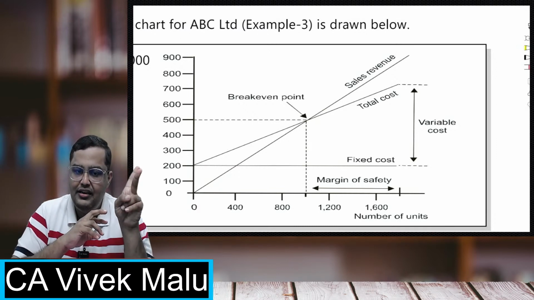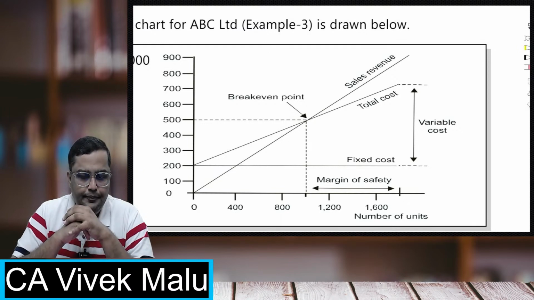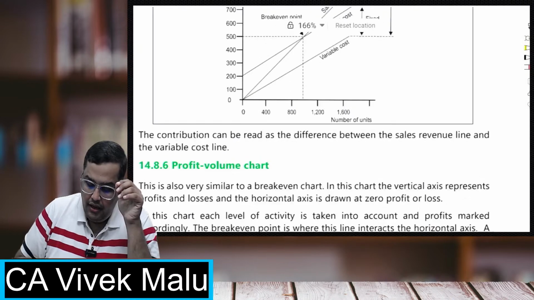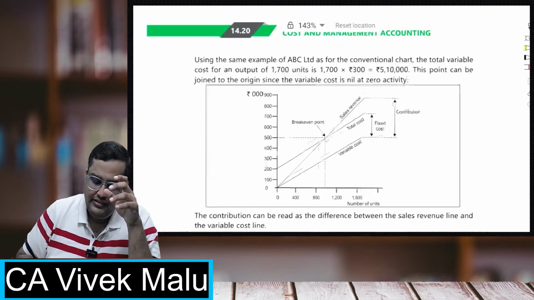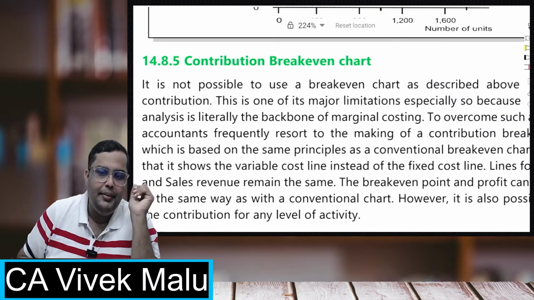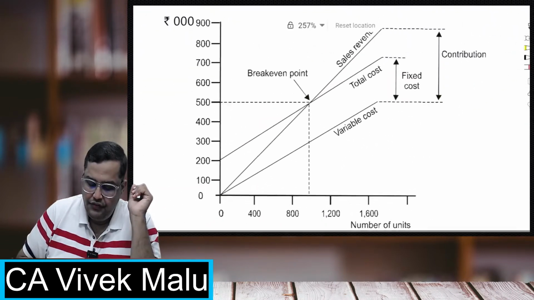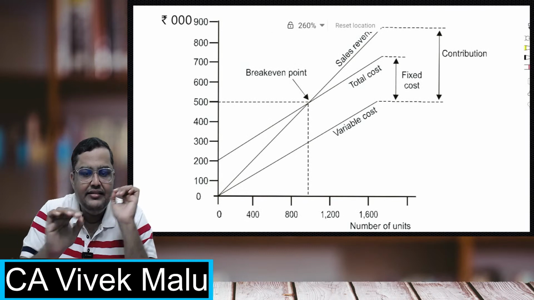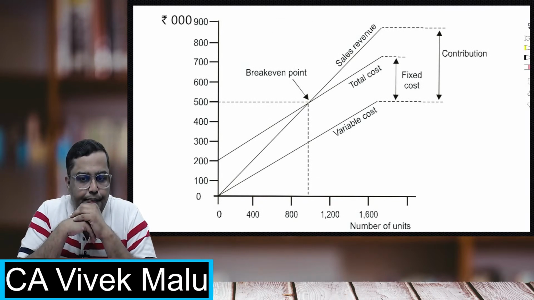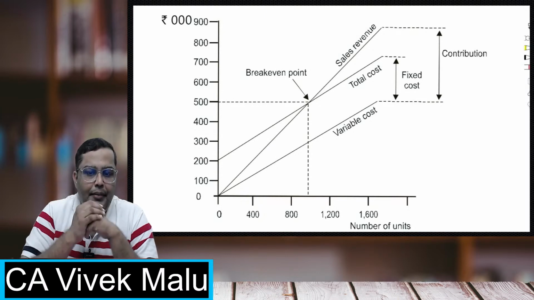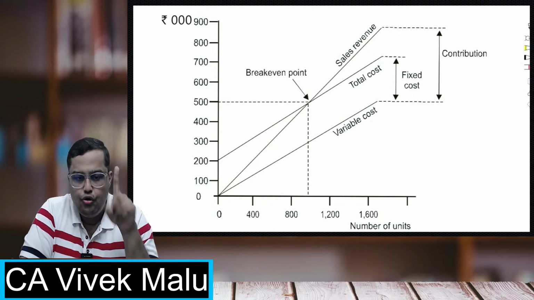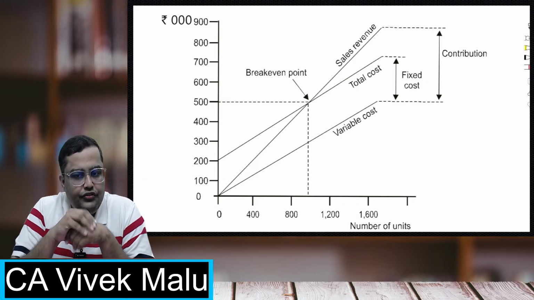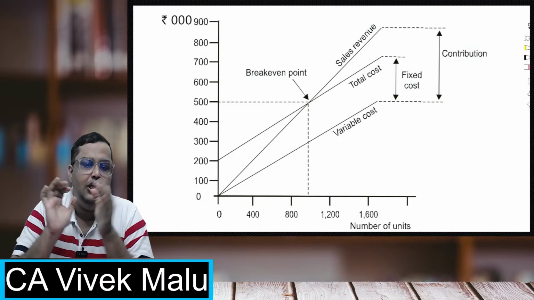Now, if I remove the fixed cost line, I'll be having 2 lines: sales and total cost. If I just simply draw the graph, I get the second one. See this one, that's a contribution break-even chart. Which line have I removed? I have replaced the fixed cost line by a variable cost line. So the 3 lines in a contribution break-even chart are total sales, total cost, and the variable cost.